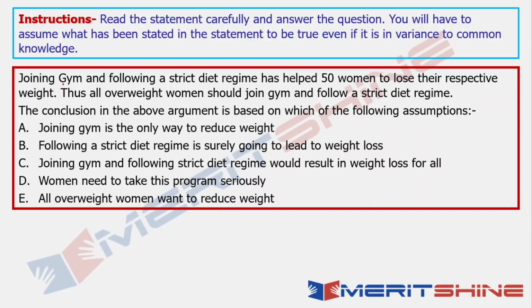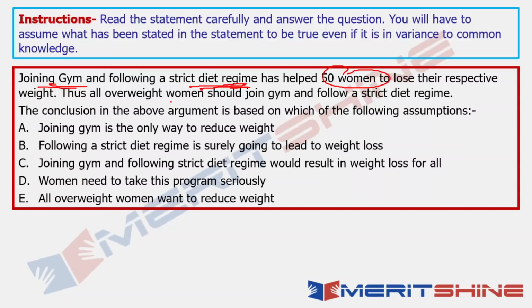Okay, let's see. Joining gym and following a strict diet regime has helped 50 women to lose their respective weight. Just like we did in reading comprehension, remember that we will identify the important things that have been said in the passage or in the sentence. That is the same thing that we are going to do here. So here, joining gym and strict diet regime, two things, has helped 50 women to lose their respective weight.